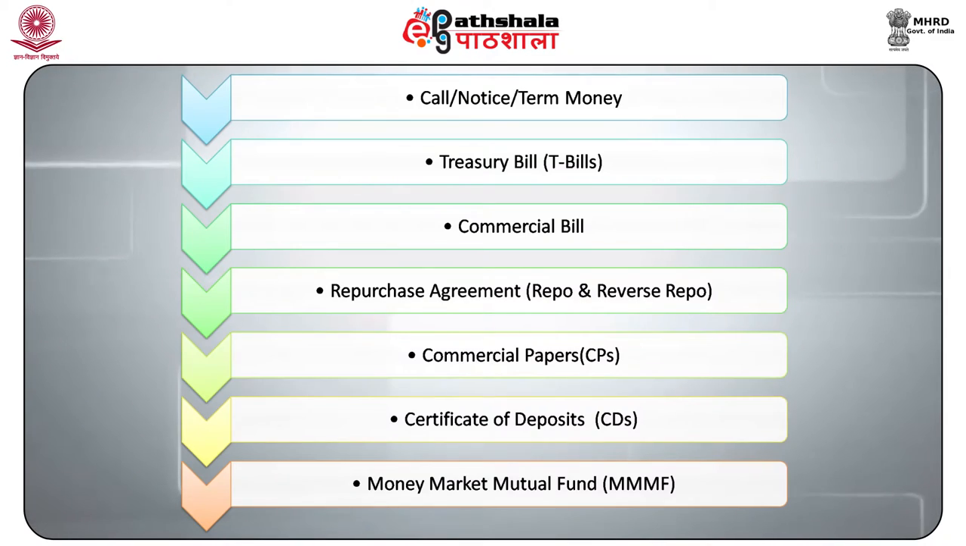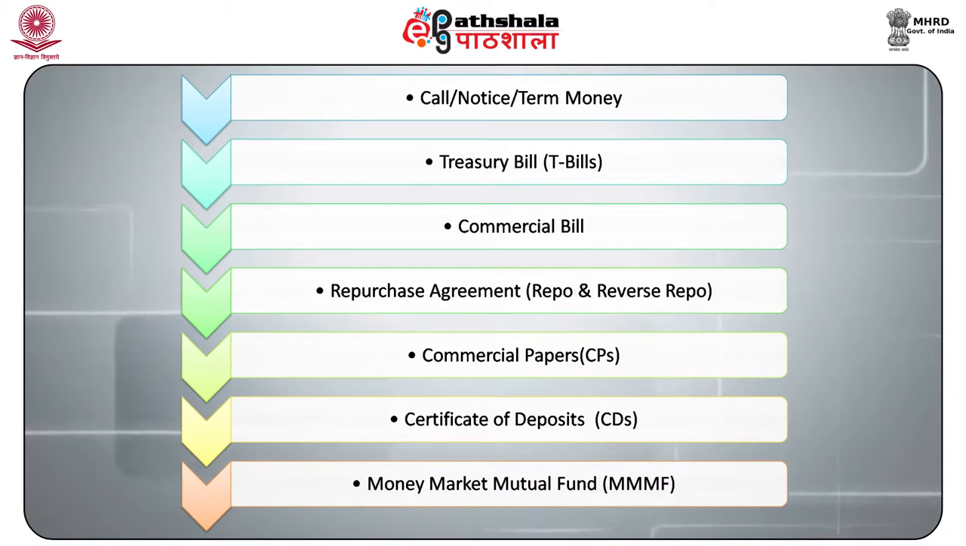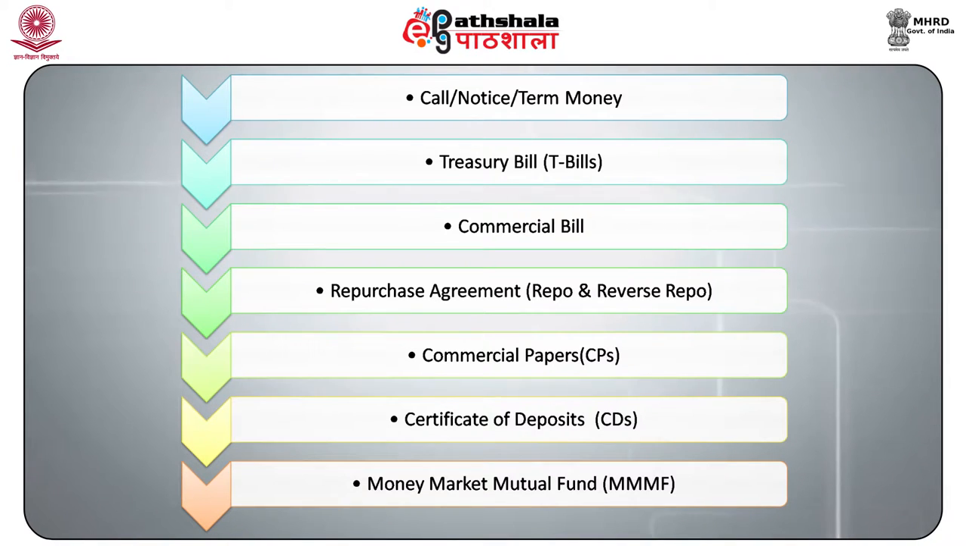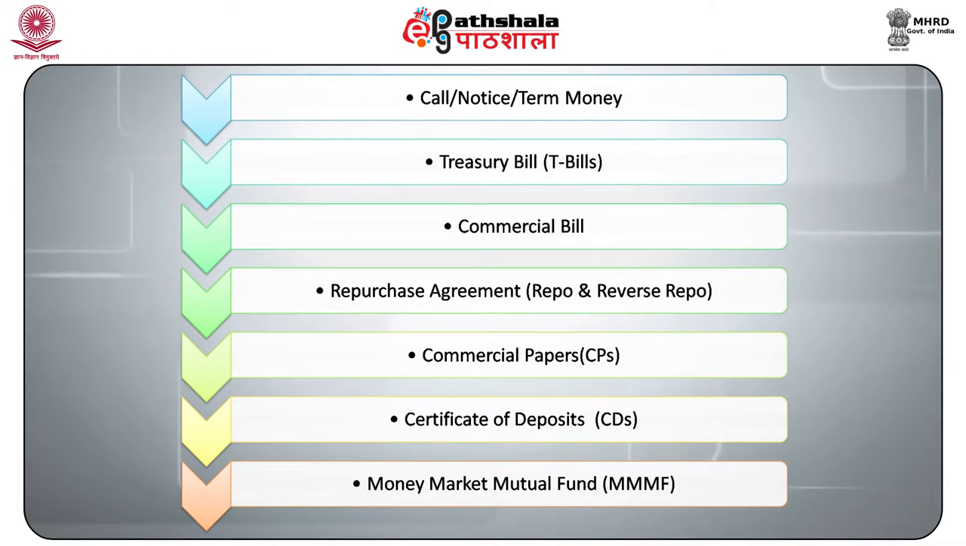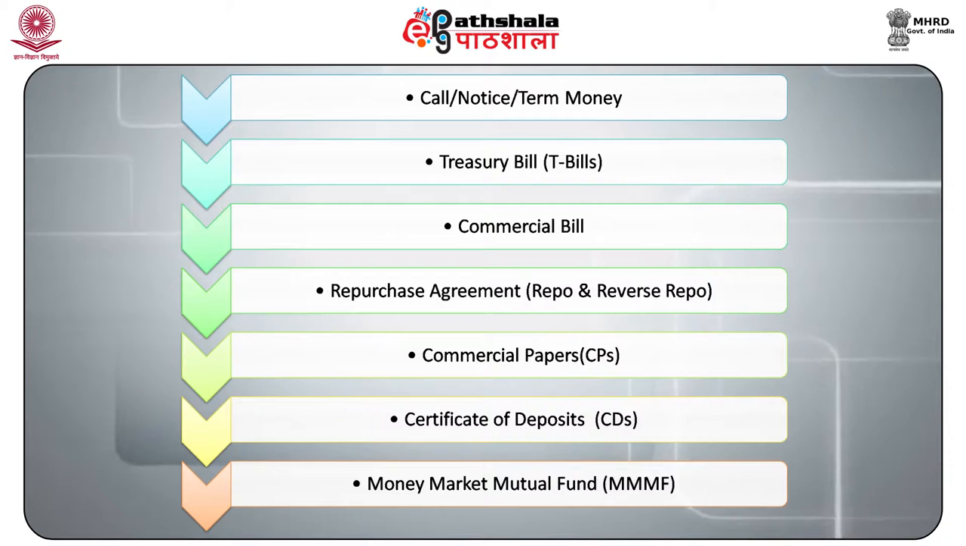There are some instruments of money market. Let us understand them. The various traditional and new instruments for dealing in money market are, first, call, notice, term money. Second, treasury bills known as T-bills. Third, commercial bill. Fourth, repurchase agreement, repo and reverse repo. Fifth, commercial papers, CPs. Sixth, certificate of deposit, CDs. Seventh, money market mutual fund.